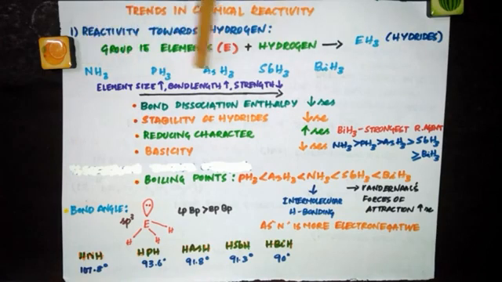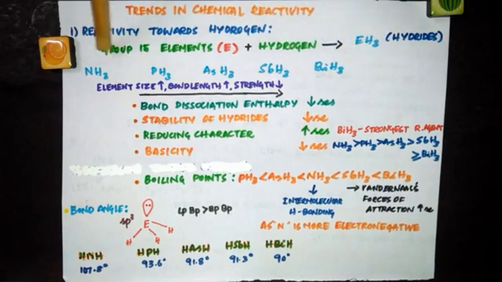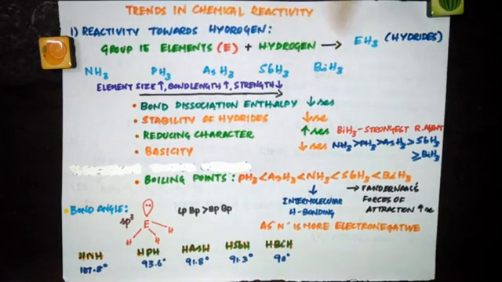So these are the list of hydrides formed by group 15 elements: NH3, PH3, AsH3, SbH3 and BiH3. And the names are ammonia, phosphine, arsine, stibine and bismuthine. So now let's see some of the properties of these hydrides.